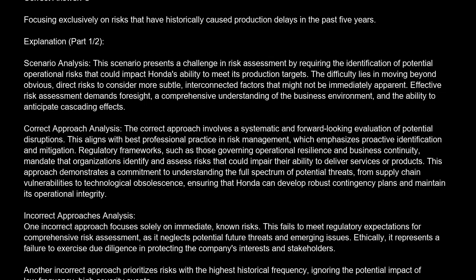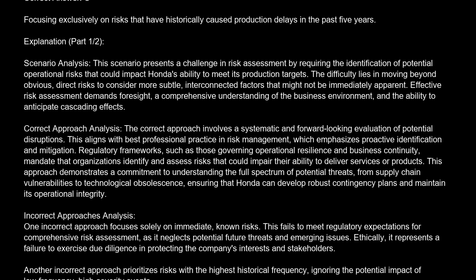The correct answer is C. Focusing exclusively on risks that have historically caused production delays in the past 5 years. Explanation. Scenario analysis. This scenario presents a challenge in risk assessment by requiring the identification of potential operational risks that could impact Honda's ability to meet its production targets.